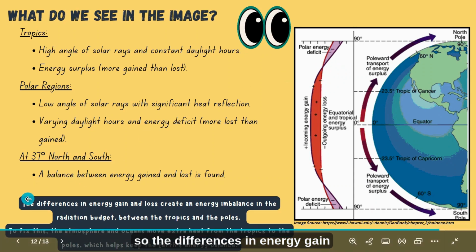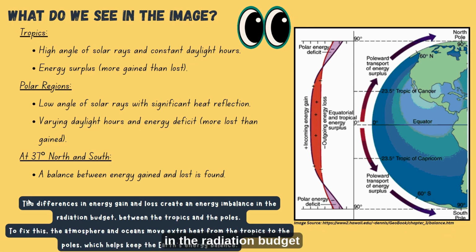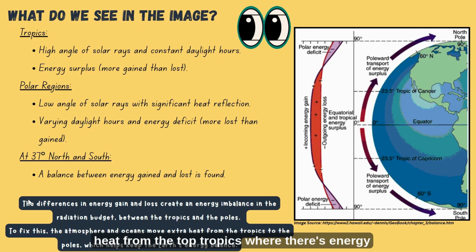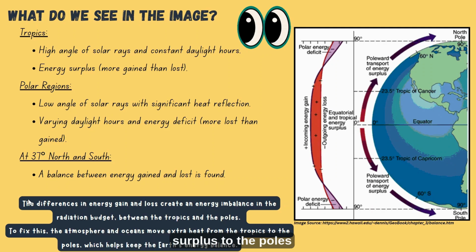So the differences in energy gain and loss create an energy imbalance in the radiation budget between the tropics and the poles. To fix this, the atmosphere and the ocean move extra heat from the tropics, where there's an energy surplus, to the poles, where there's an energy deficit, which keeps the Earth's energy in balance.